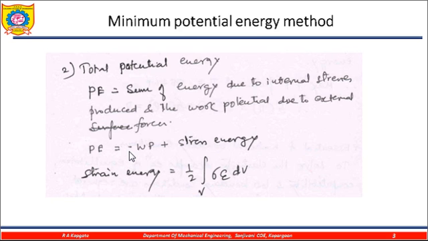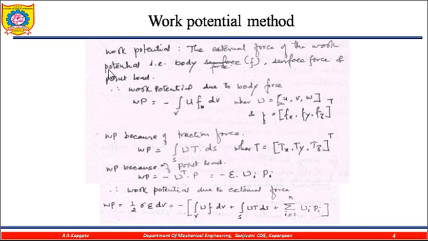So we are trying to understand what is meant by the work potential. The work potential is due to the external force, that is, whenever we are applying a certain external force. Now which forces are we applying? We are applying the body force, the surface force, and the point force. So these are the different types of forces acting on a surface or on a material. What are they? The body force, surface force, and the point load.